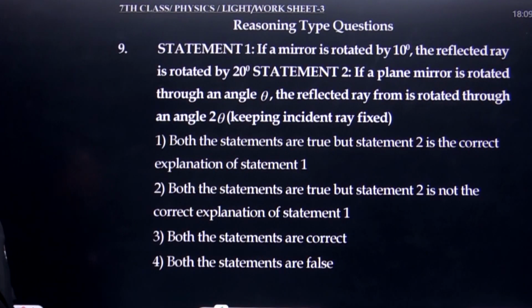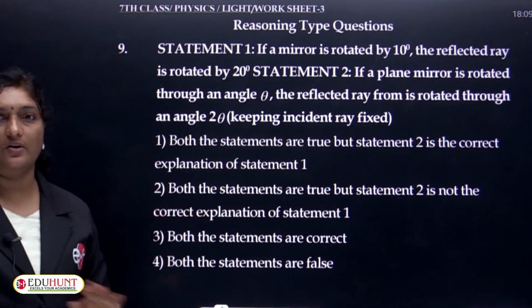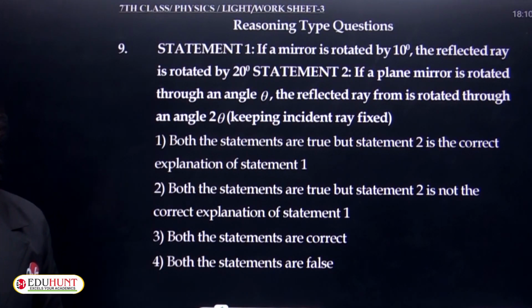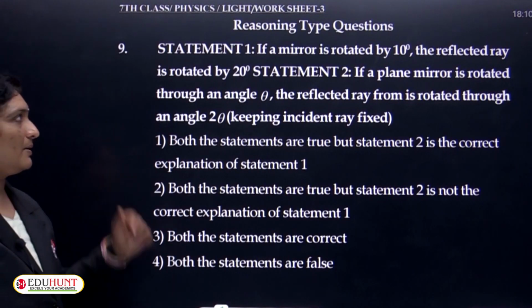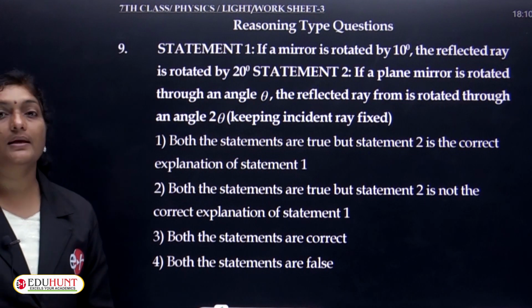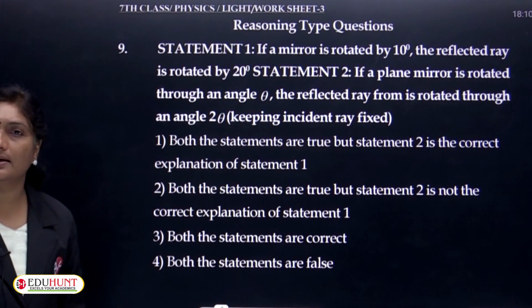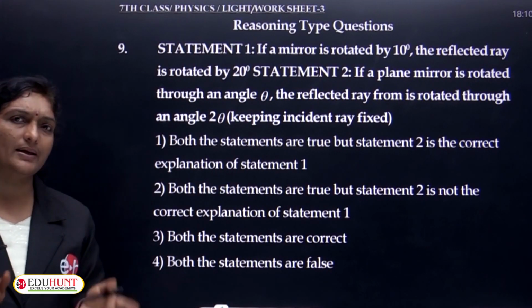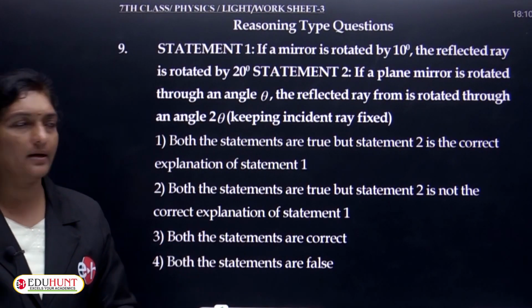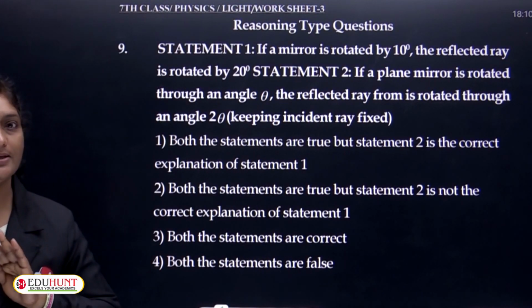Moving ahead with the next type, that is statement type questions. Statement 1 is given, 2 is also given. You have to identify which option correctly matches the conditions. First statement: if a mirror is rotated by 10 degrees, the reflected ray is rotated by 20 degrees. Of course, whenever a mirror rotates by theta, the reflected ray must rotate by 2 theta. So 10 and 20, it's clear. Yes, we are clear that statement 1 is true.